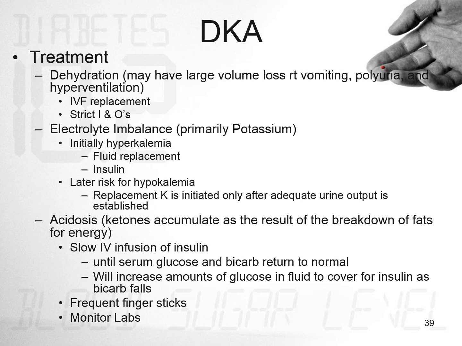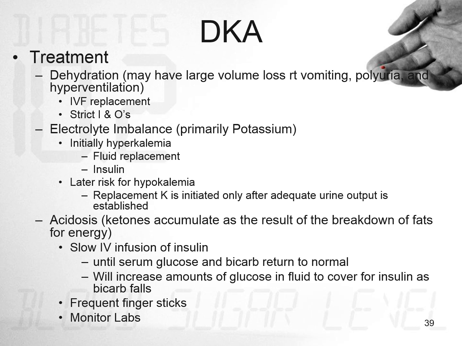So these patients will be on an insulin drip initially till they get them under control. Later they're going to be at a risk for hypokalemia. So we're going to do a replacement; potassium will be initiated only after adequate urine output is established. And then acidosis: these ketones accumulated as a result of the breakdown of fat for energy. So we're going to do a slow IV infusion of insulin, and that will be regulated based on their blood sugar results. So until the serum glucose and bicarb return to normal, they're going to keep the slow IV infusion of insulin going.